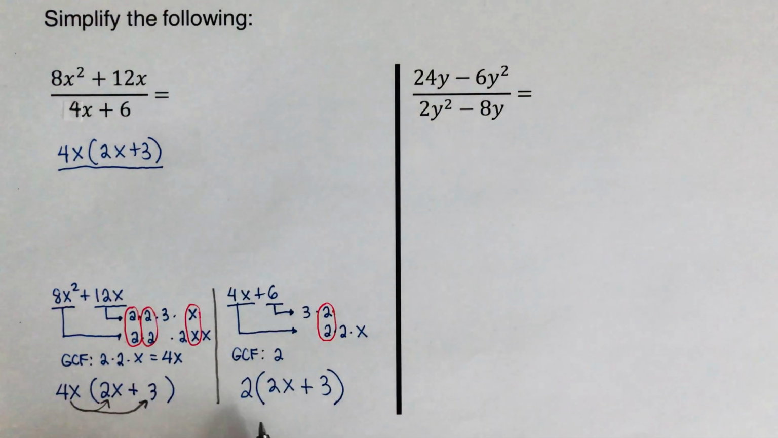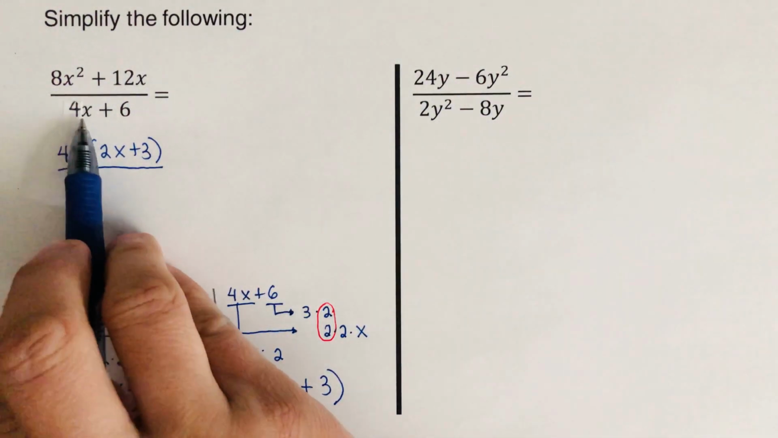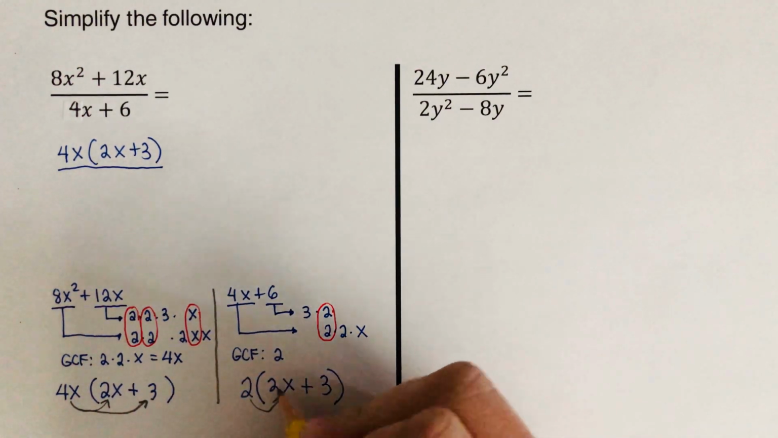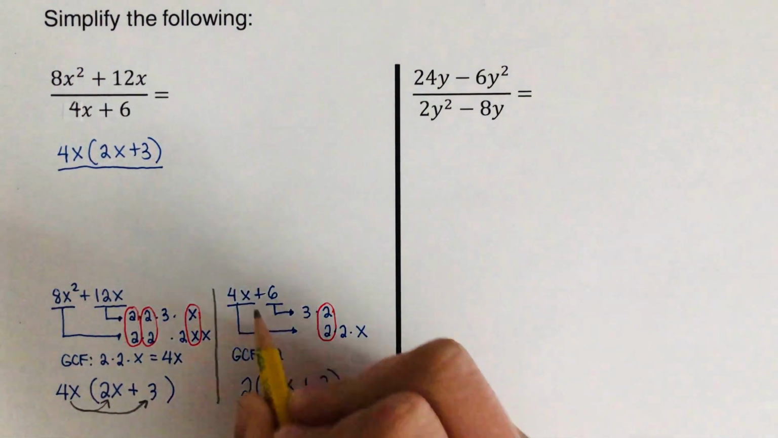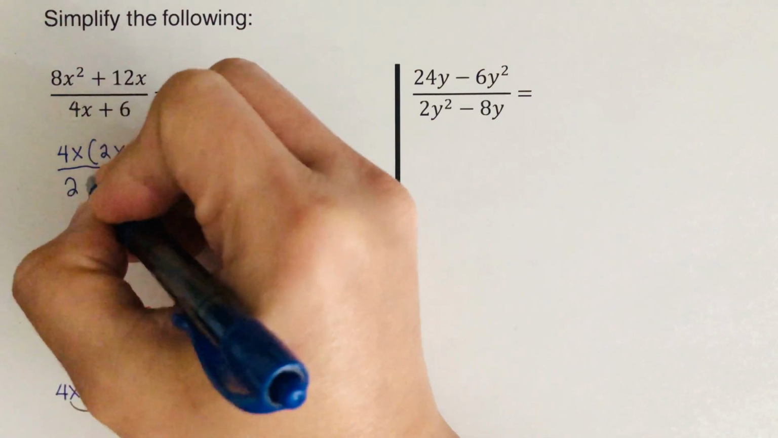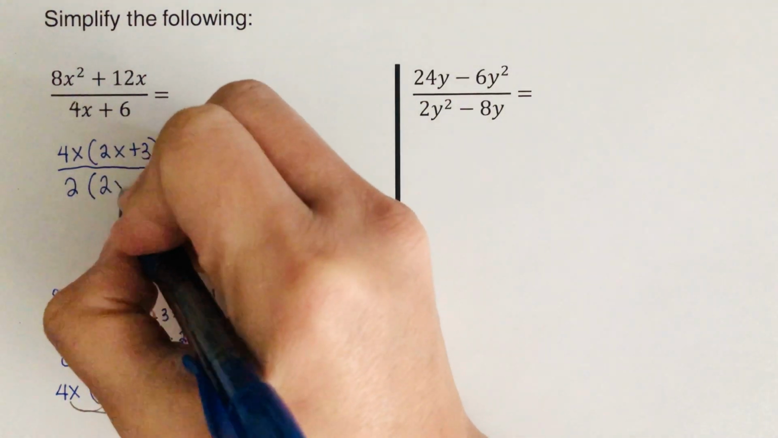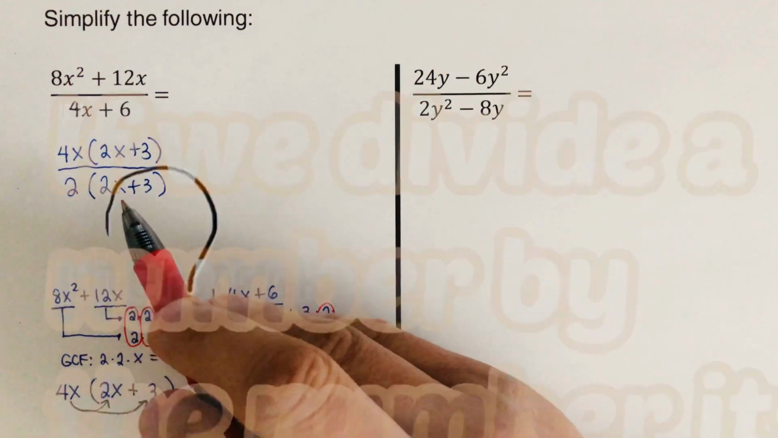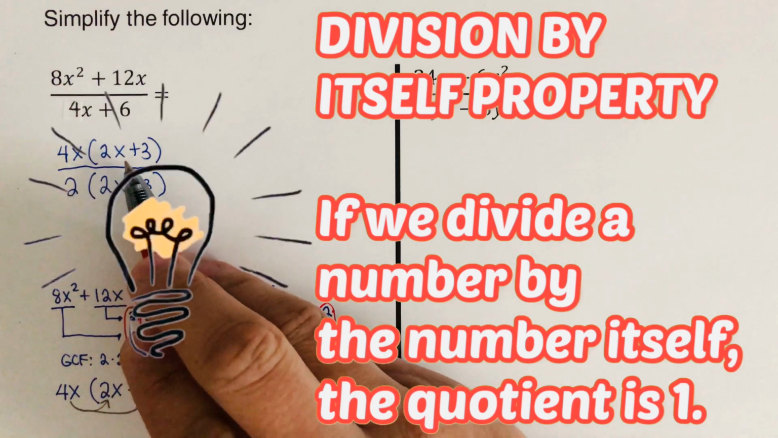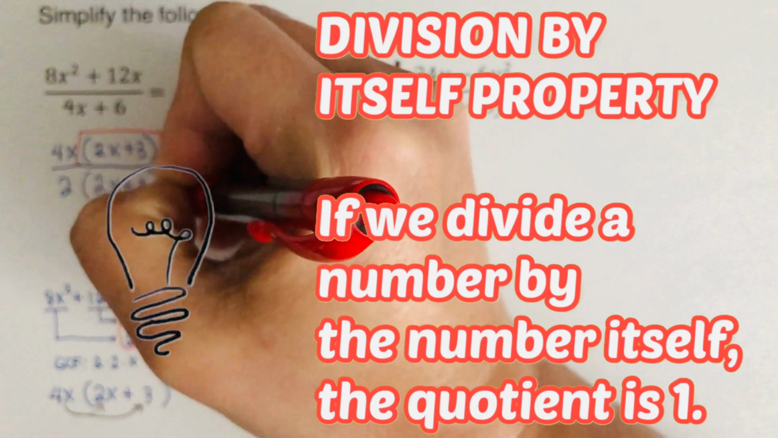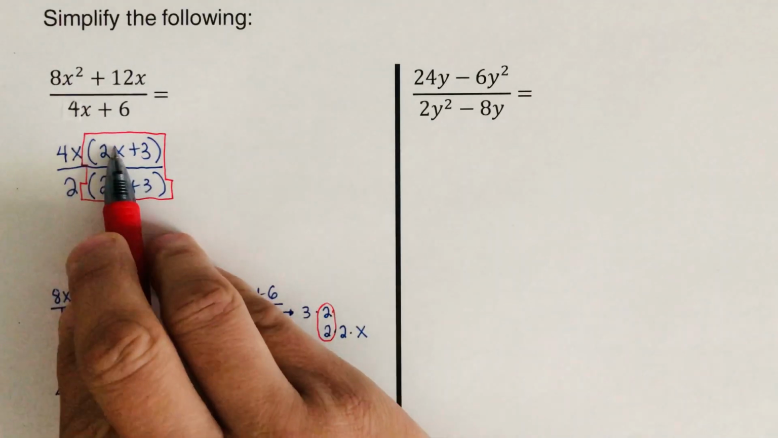Okay, so I factored it out, and so this 4x plus 6 can be factored as 2 times the parentheses 2x plus 3, so that if we distribute, 2 times 2x is actually 4x, and 2 times 3 is 6. So we can rewrite this as 2, and then parentheses 2x plus 3. And so we can use the division by itself property. If we divide a number by itself, then the quotient is 1. So this expression here is actually 1, because the numerator and the denominator are the same.